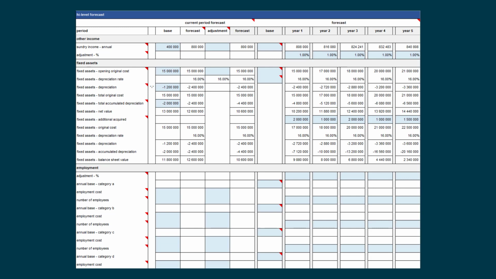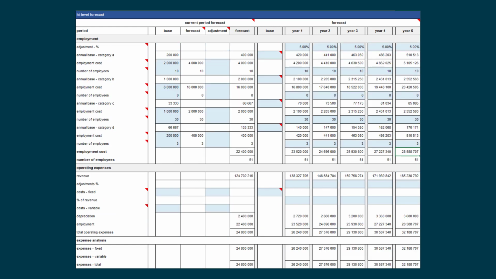The first expense item we forecast is employment. I've created 4 employment categories, which categories are based on the annual employee cost. So in the model, the aggregate category employment cost is divided by the number of employees in that category to calculate the annual employee cost base. The model further allows for percentage changes to the base cost and the number of employees per category.